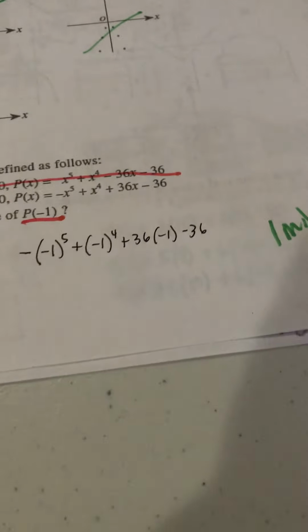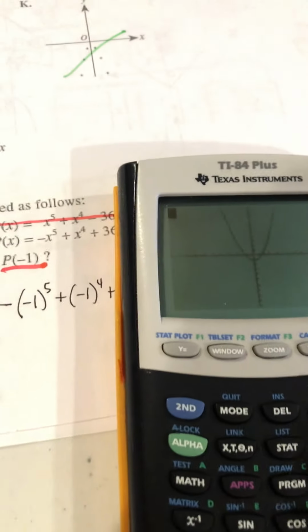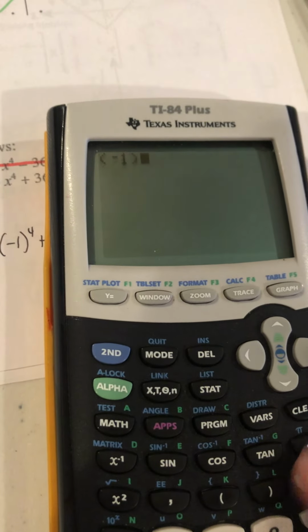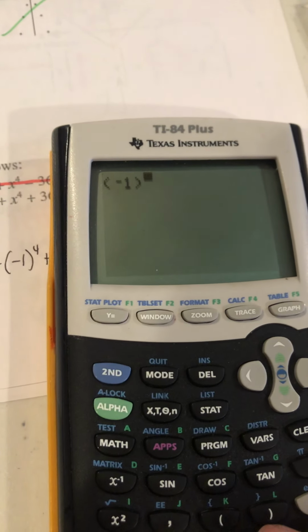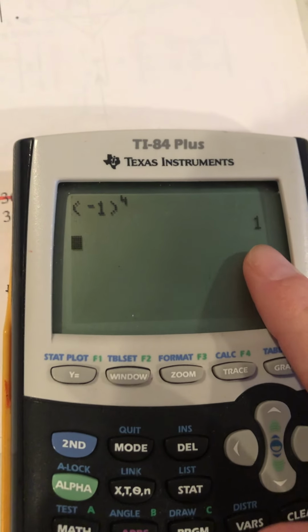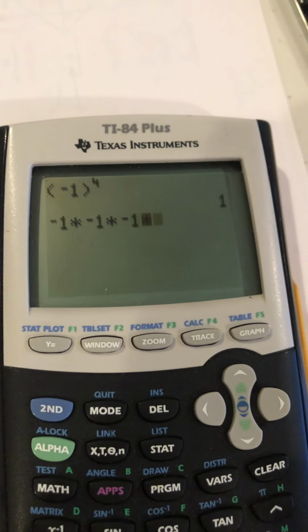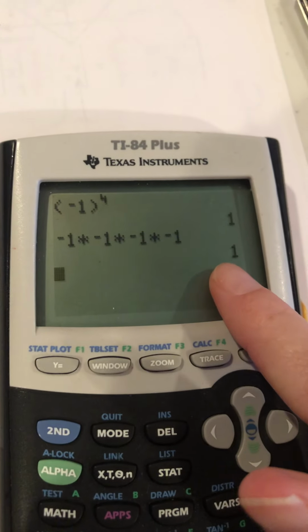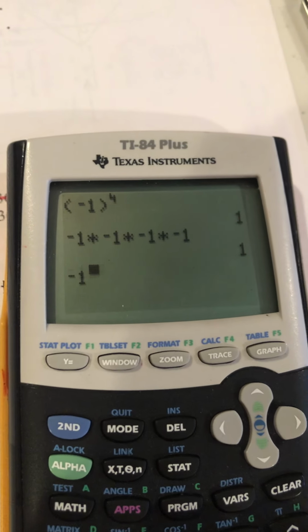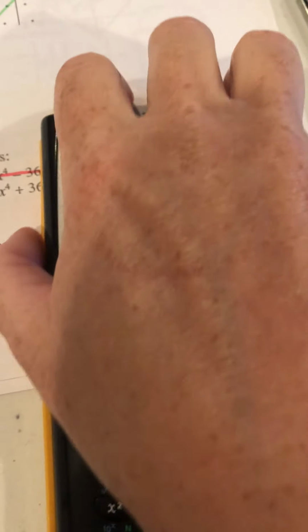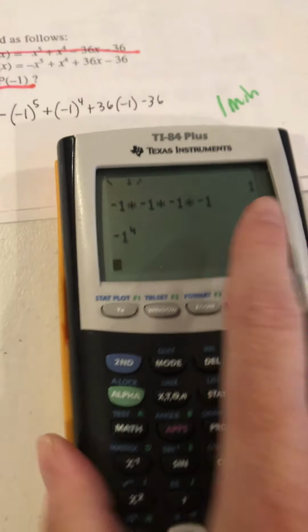You will get this wrong if you don't put in parentheses, because your calculator, let me just show you real quick. -1 to the 4th should be a positive, because, let me prove it, negative times negative times negative times negative is positive. But if you don't put in the parentheses, it assumes that the negative's on the outside. So please use parentheses. Let me show my work here.